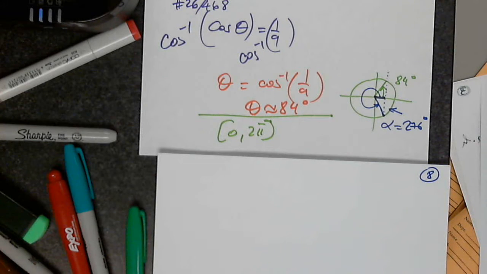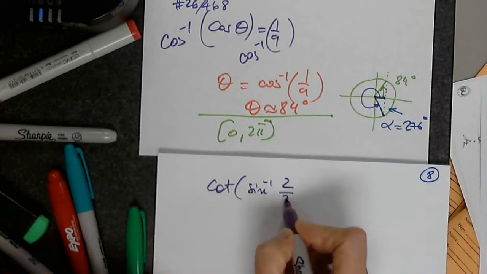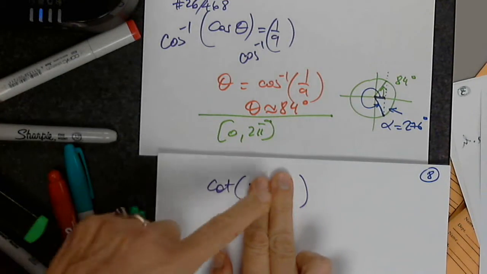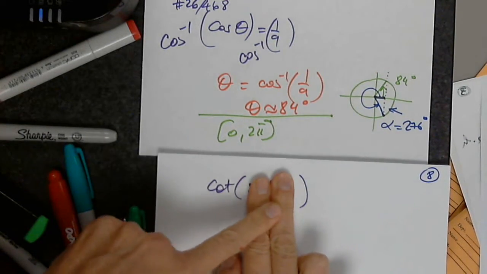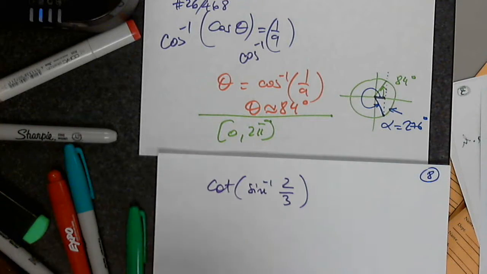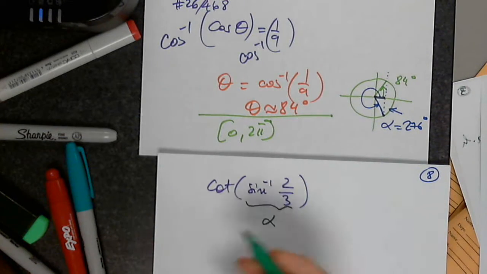32: cotangent of sine inverse of 2/3. Where do I start? Where is my starting point? Draw a triangle. Always from the inside. So I'm looking at sine inverse of 2/3. What is this? When I apply sine inverse to a number, what do I get? An angle. So this is nothing else but an angle. I'm going to call it alpha.